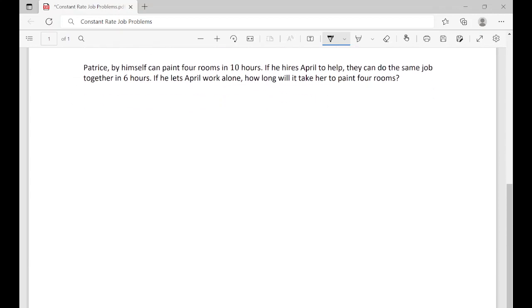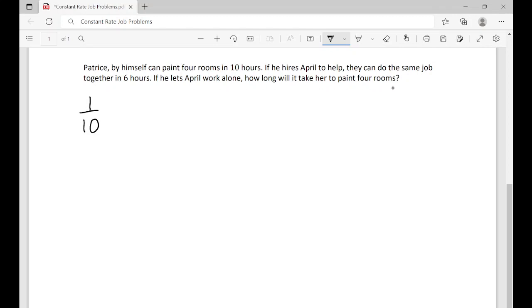Now this one is a little bit of a change to it, but it's okay. Nothing we can't handle. Patrice by himself can paint 4 rooms in 10 hours. If he hires April to help, they can do the same job in 6 hours. But if he lets April work alone, how long will it take for her to paint 4 rooms? We don't know. But we do know that Patrice by himself can do the 4 rooms in 10 hours by himself. So 1 over 10.